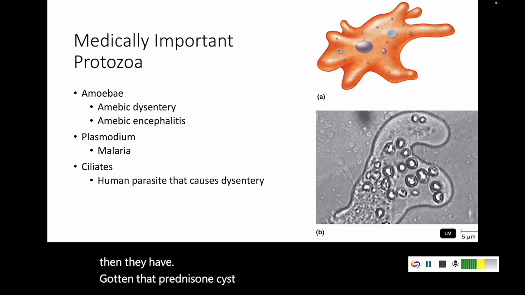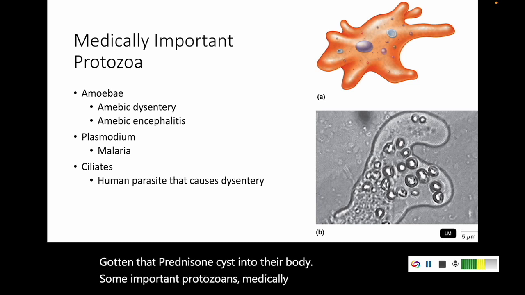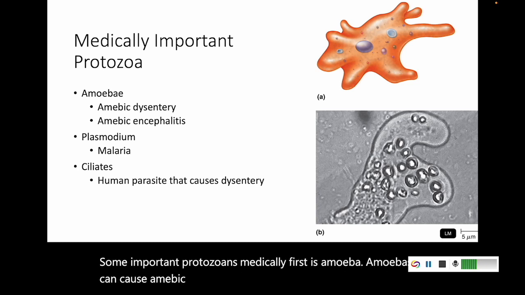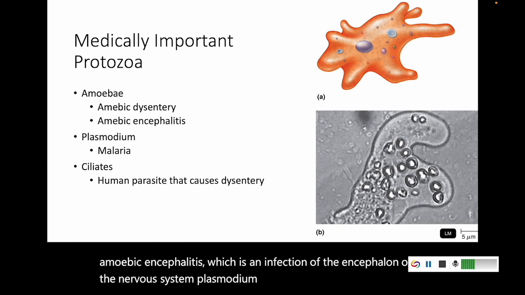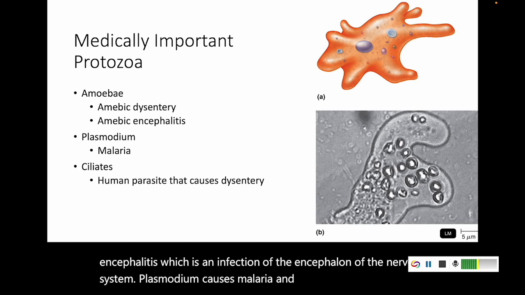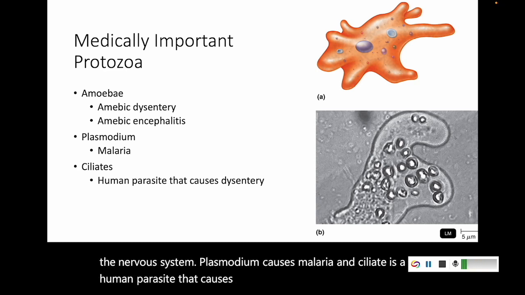Some important protozoans medically. First is amoeba. Amoebas can cause amoebic dysentery, which is bloody diarrhea, or amoebic encephalitis, which is an infection of the encephalum of the nervous system. Plasmodium causes malaria, and ciliate is a human parasite that causes dysentery.